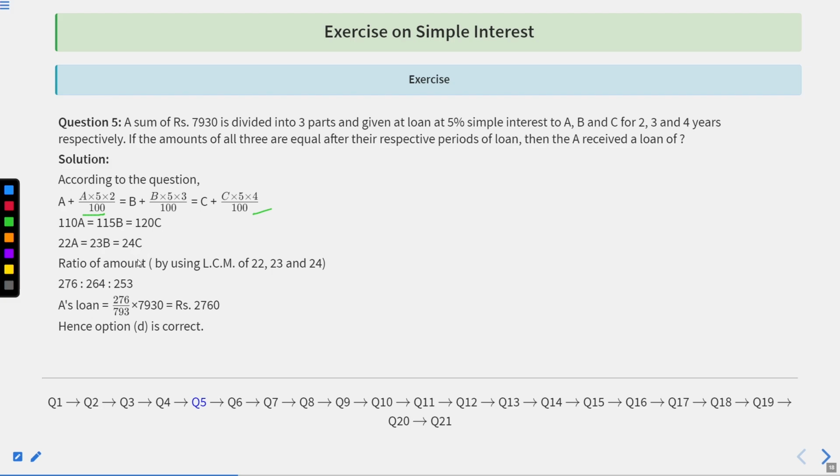So the ratio of amount by using LCM of 22, 23 and 24, we will have 276 is to 264 is to 253. So A's loan is equal to 276 upon 793 into 7,930. So that is equal to rupees 2,760. So the option correct here is option D.